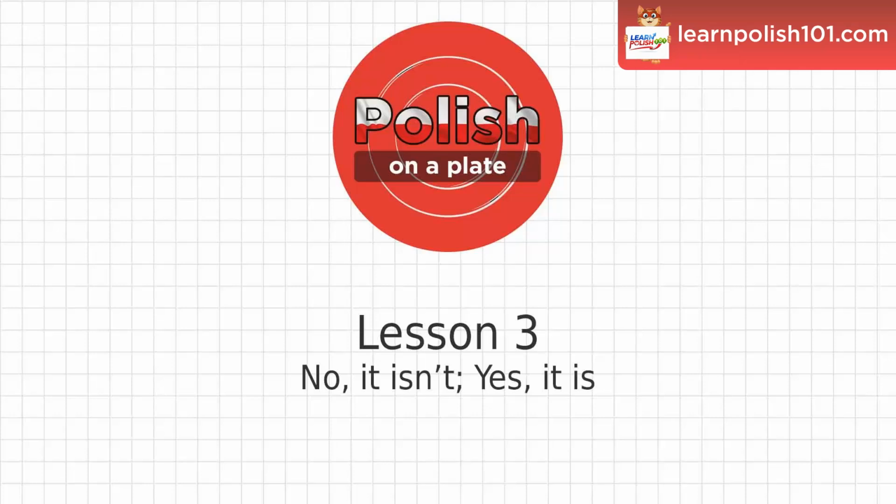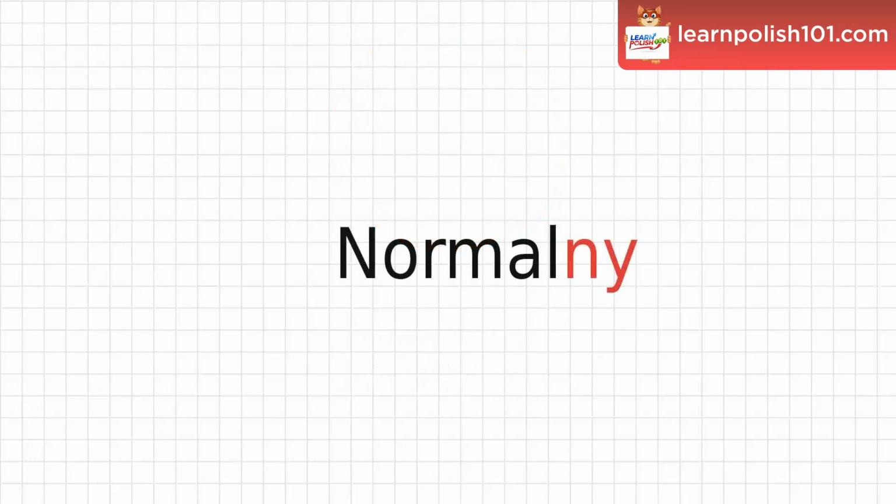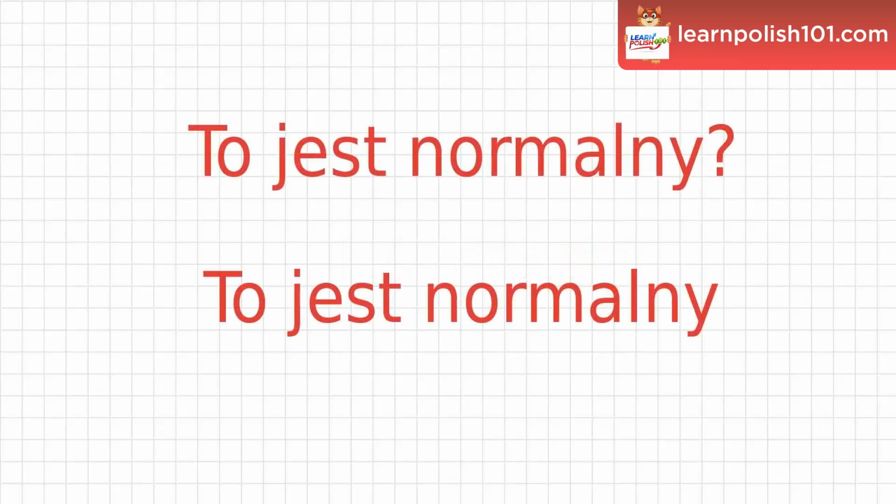Lesson 3. No it isn't and yes it is. So far we've learnt a few words of vocabulary. We've also got methods for learning a whole load more vocabulary as we think of those other AL words. And we can say it is, or we can ask is it. So next we want to be able to say no it isn't and yes it is.